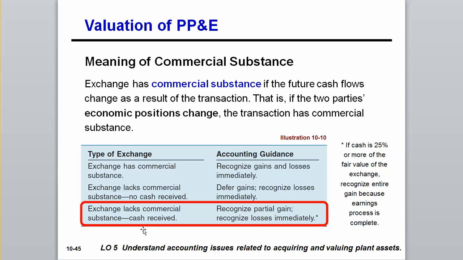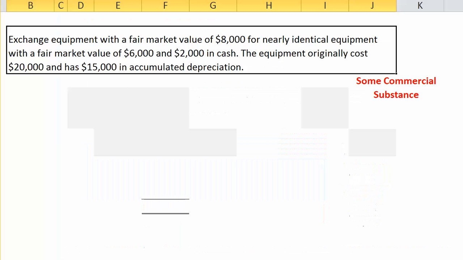So again, if the transaction lacks commercial substance, but we receive some cash, we will recognize a partial gain. If cash is 25% or more of the fair value of the exchange, we're going to assume that the entire transaction has commercial substance because the amount and timing of our cash flows has changed significantly. So let's look at an example where cash is 25% of the amount of the fair value we received. Now we give up our equipment that had a fair value of $8,000 for the nearly identical equipment with a fair value of $6,000 and $2,000 in cash.